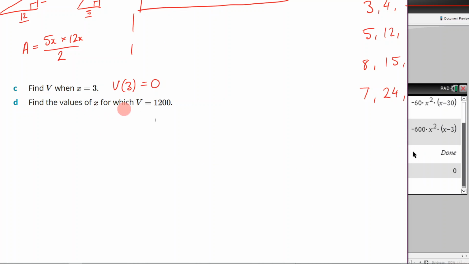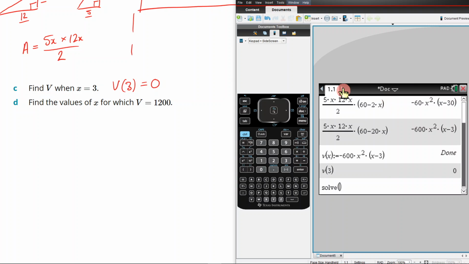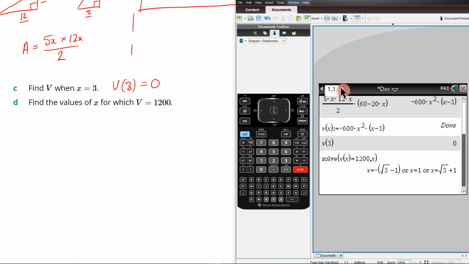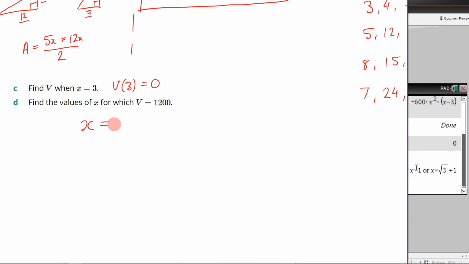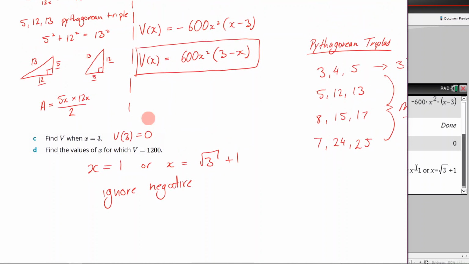And then find the values of x for which v is 1200. So that's a solve menu, algebra, solve. v of x is equal to 1200. Solve that for x. All right, so I've got a negative and 2 positives. Well, I can't have a negative value, can I? So it's just going to be x is equal to 1, or x is equal to the square root of 3 plus 1. Ignore negative. Because think about it, a negative wouldn't make any sense when we're talking about measurement. All right, that's all we had to do there. So this and this, and that's it.